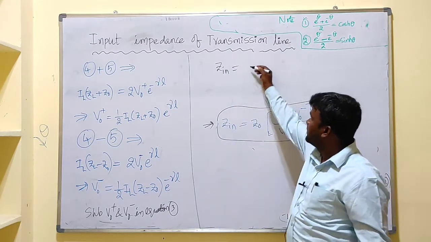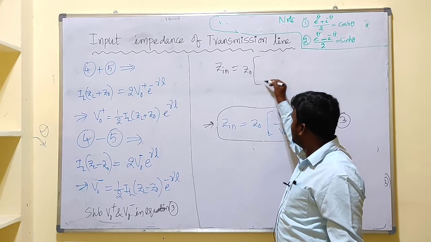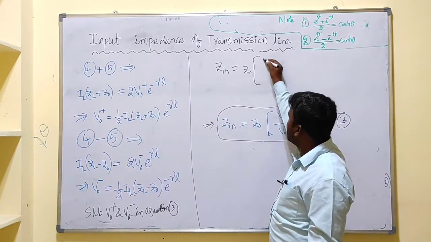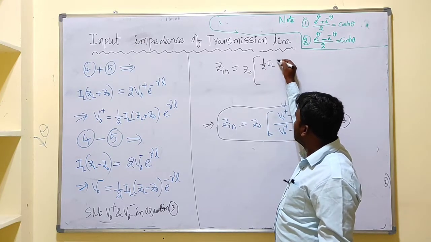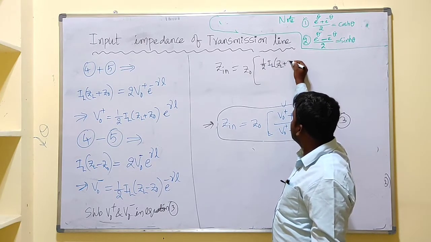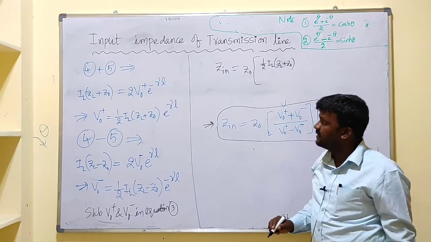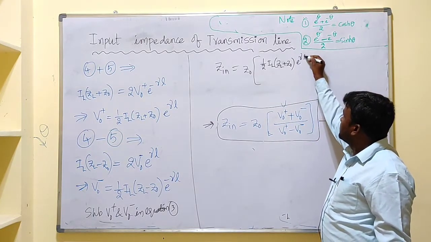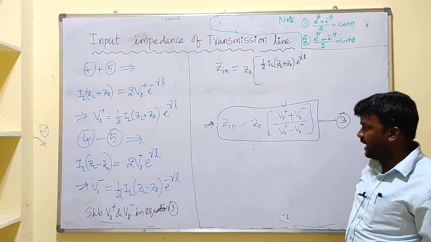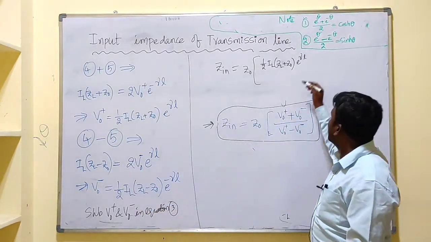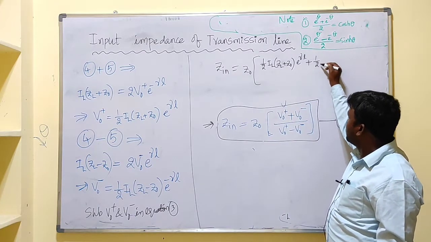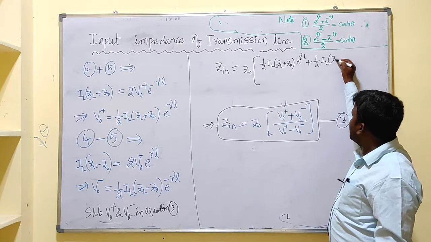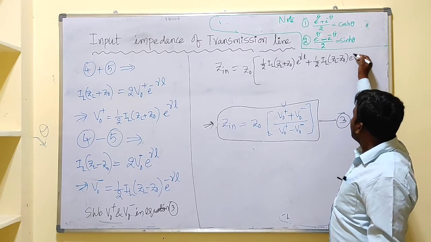Zin equal to Z0 into V0 plus. What is V0 plus? We have 1 by 2 IL into ZL plus Z0, e to the power gamma L. That is V0 plus. And what about V0 minus? V0 minus is 1 by 2 IL into ZL minus Z0 e to the power minus gamma L.